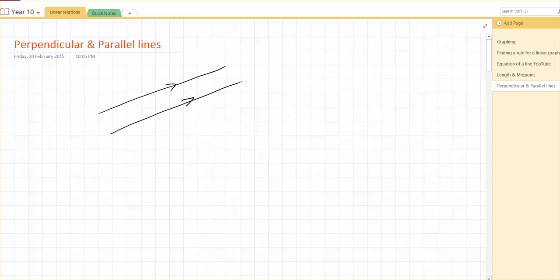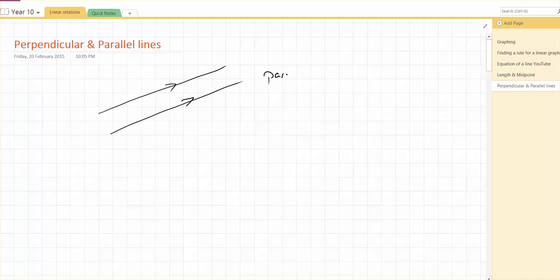You'll often see arrows on parallel lines to denote parallelity. I don't think that's a word, but let's continue. Parallel lines. What we want to do in particular here is to investigate the relationship between the gradients of parallel lines and perpendicular lines. Now, the gradients of parallel lines are the same, so let's make a note of that.